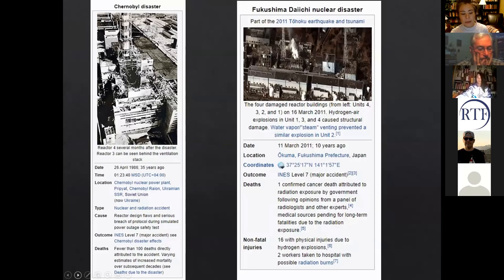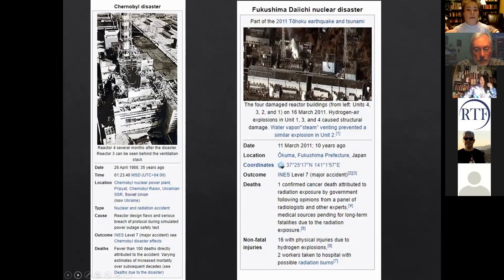In terms of the long-term consequences, I'm going to go into that in a little bit, but in terms of the direct consequence of it, which happened 35 years ago, we're saying fewer than 100 deaths directly attributed to the accident, okay? For Fukushima, they have 16 physical injuries and one confirmed, they say, cancer death, which I would like to know the details of how they determined that. But one confirmed death, which they're associating with cancer, and 16 physical injuries for Fukushima.